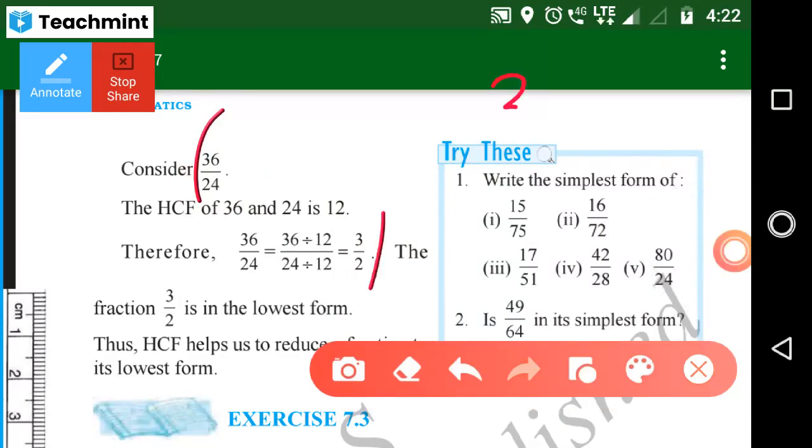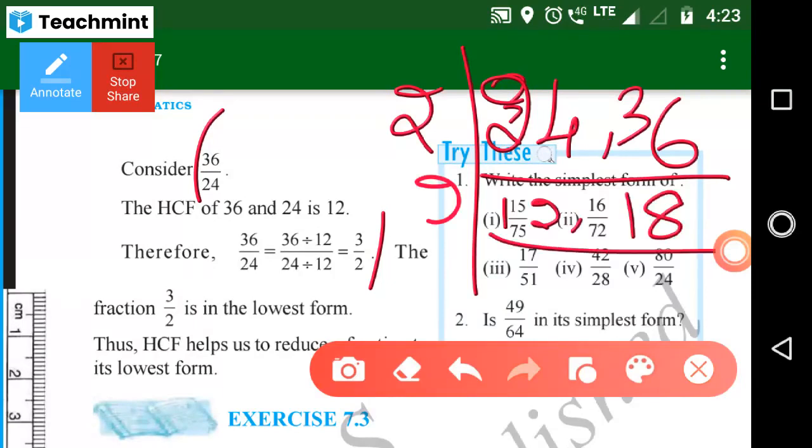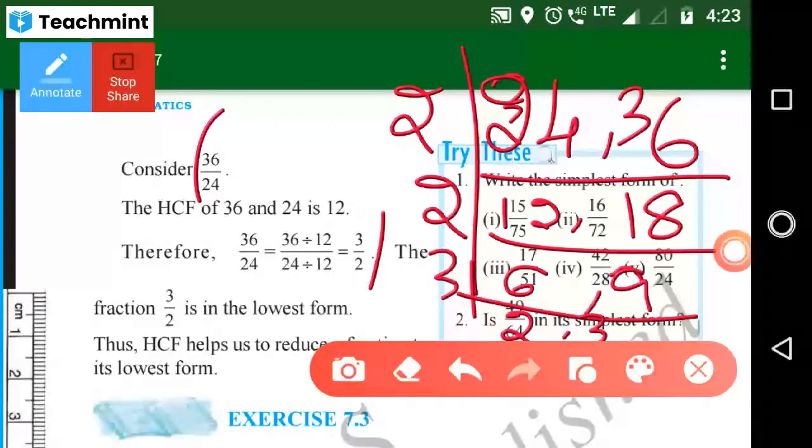So I just write here 24, 36. You divide by 2: 2 ones are 2, 2 twos are 4... 2 twos are 24... Again divided by 2: 2 sixes are 12, 2 nines are 18. Then you can divide by 3: 3 ones are 3, 3 twos are 6, 3 threes are 9. Isn't it?